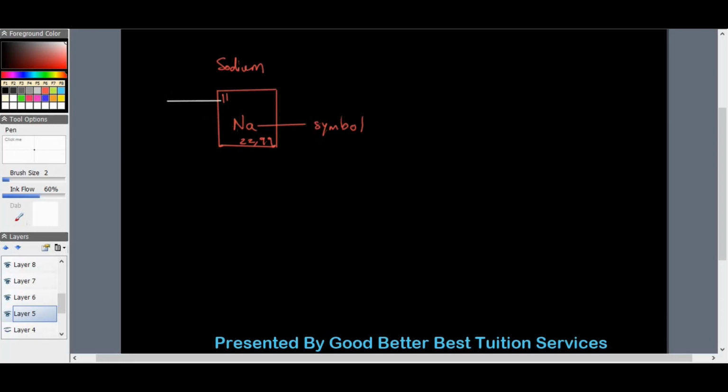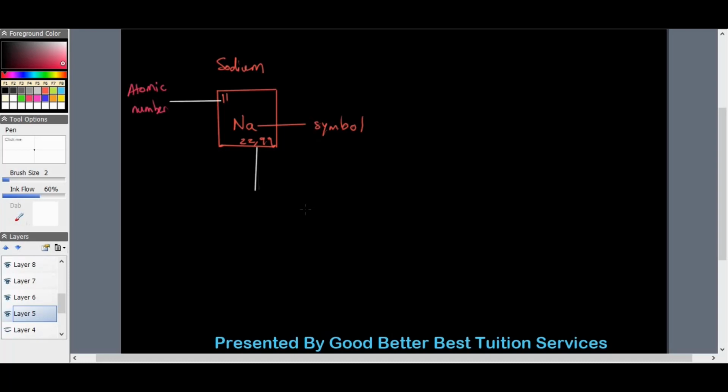Well, we'll do them both different ways. Firstly, the number 11 is what is known as the atomic number. And then the number which is usually at the bottom, or the bigger number, because on some periodic tables they are swapped around. But this is the most common looking periodic table. It will be in this format.